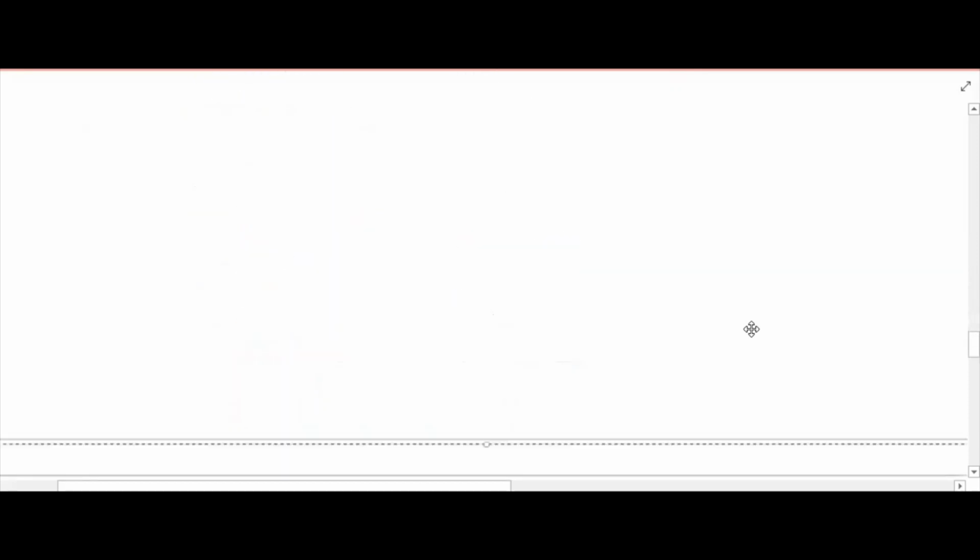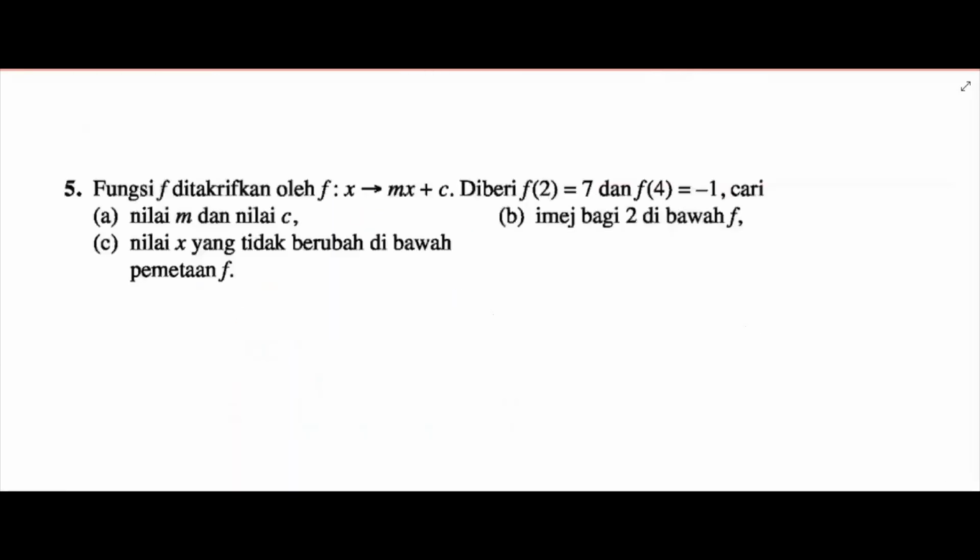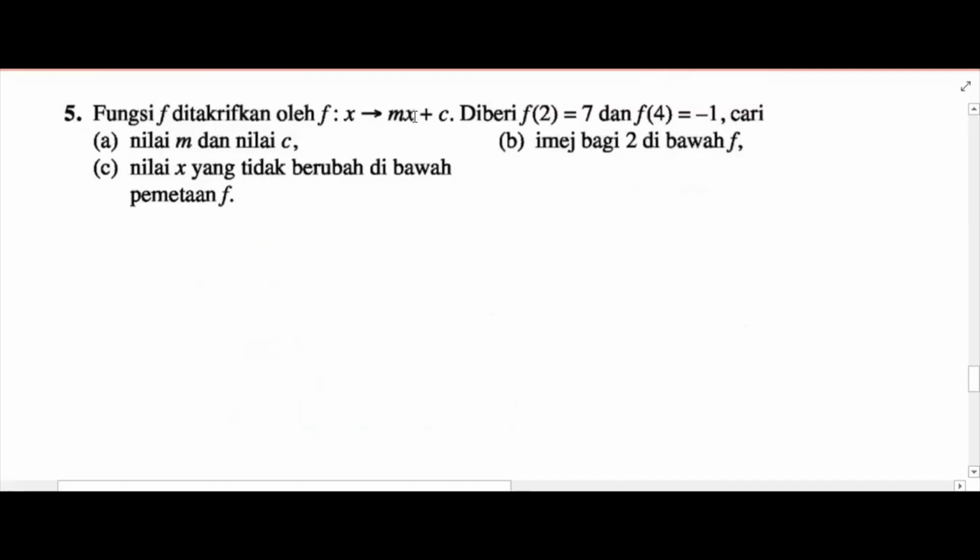Okay, let's go to question 5. Okay, question 5. f(x) equals to mx plus c. And then diberikan f(2) sama dengan 7, f(4) sama dengan negatif 1, cari nilai m dan nilai c. Okay, this one you're going to do simultaneous. Persamaan serentak. Kenapa cikgu tahu? Sebab dia ada bagi 2. They got give you 2 relation. 2 hubungan sini.